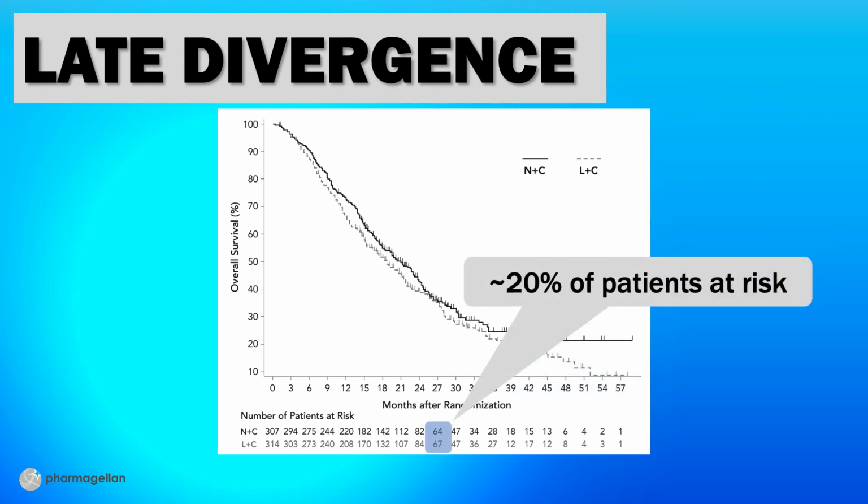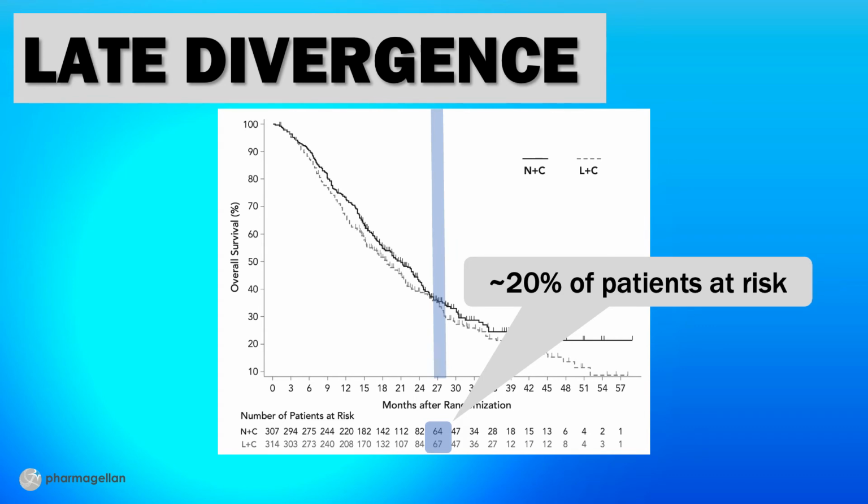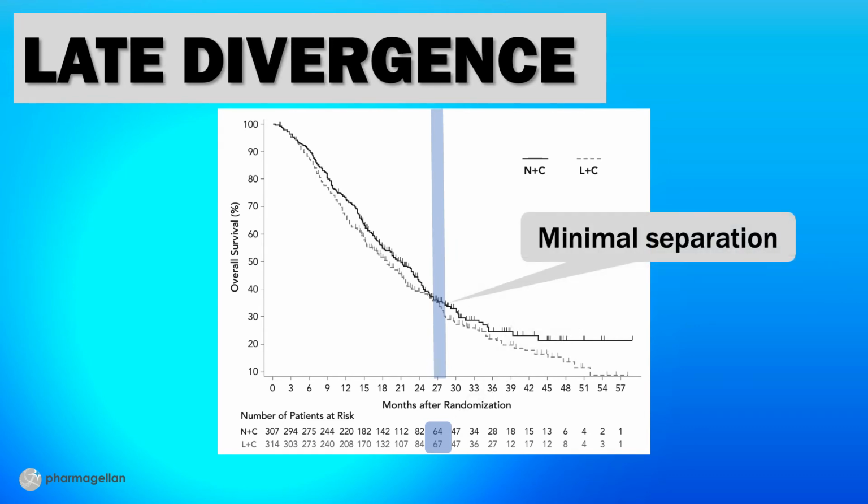As discussed in episode 3, a good rule of thumb is to draw an imaginary vertical line where 20% of the study patients remain at risk, which in this case would be around 27 months. At that time point, the curves are essentially overlapping, which should make you cautious about calling this a positive result regardless of the stats.